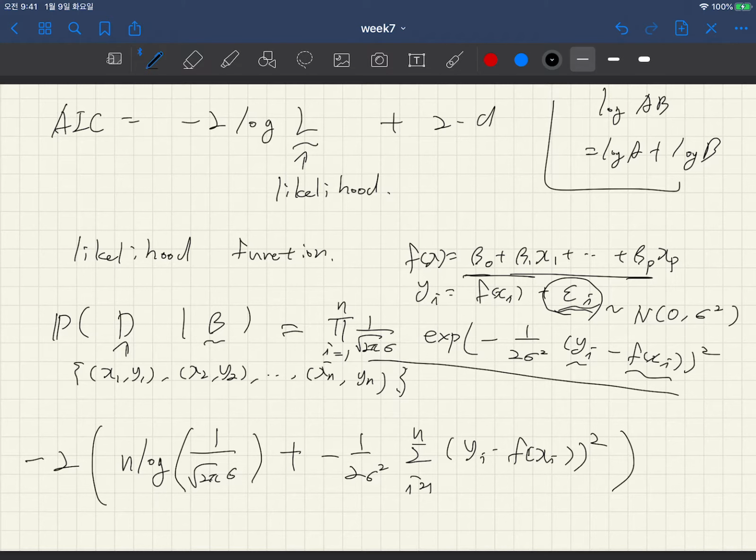Right? So here the log is actually ln. And this part is RSS. This part is RSS. And we have n here, and log 1 over 2 pi sigma square here.